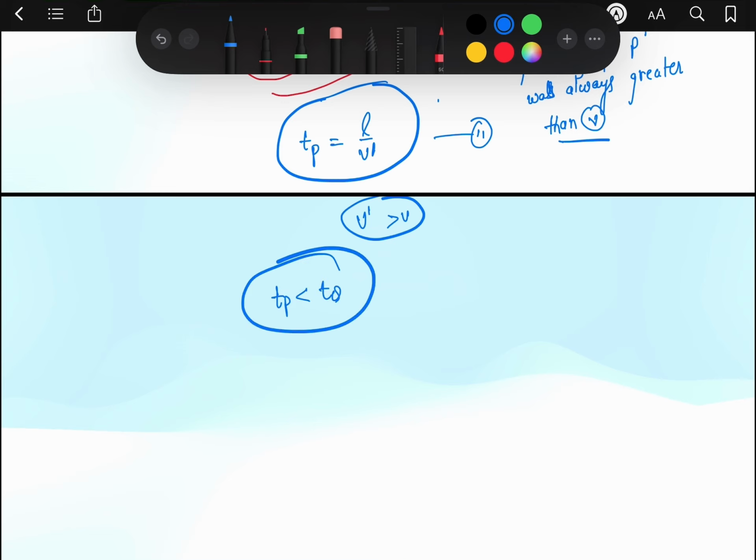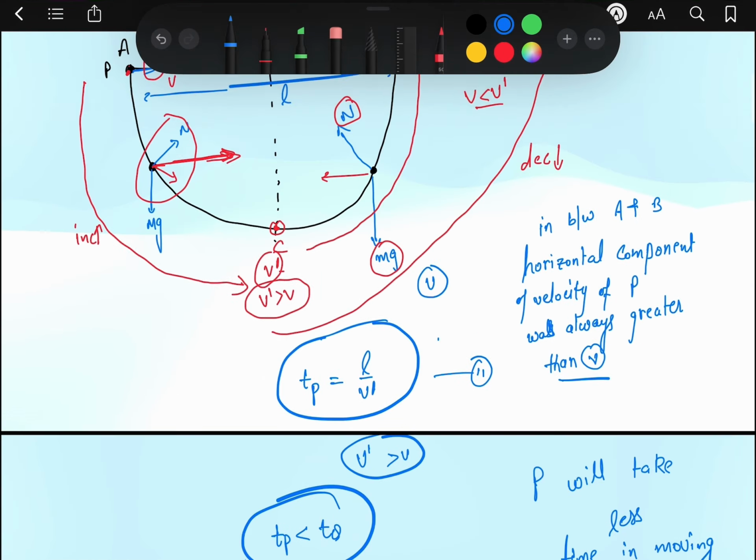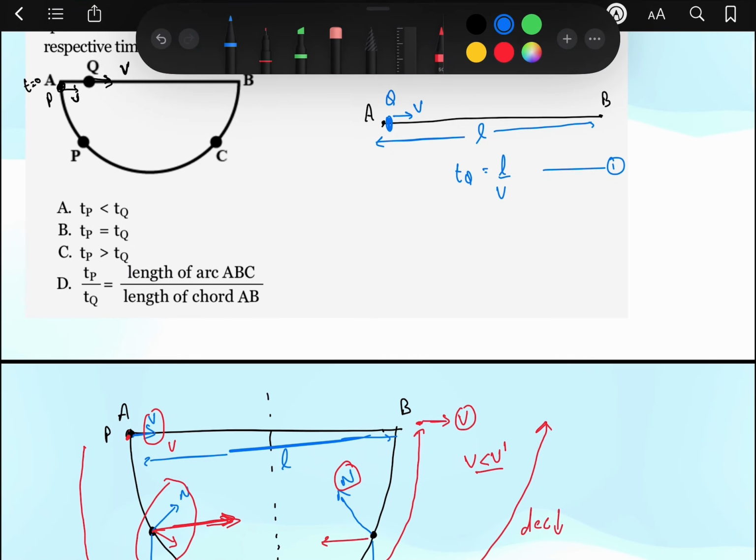So here particle P will take less time in moving from A to B. So Tp is less than Tq, that means which option is correct for us? Our option A is correct.